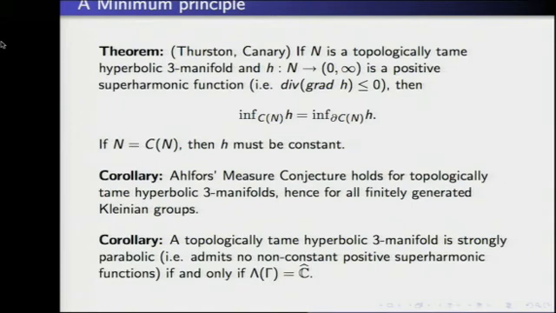And then I actually did catch this little thing on the third time I went through, that in fact, if the convex core is everything, you want to show that there are in fact no positive superharmonic functions. So this will be enough to show that the Ahlfors measure conjecture holds for topologically tame hyperbolic 3-manifolds, and hence for all finitely generated Kleinian groups now that we know Marden's tameness conjecture. And it also gives a criterion for whether or not a manifold is strongly parabolic. I won't worry about that.